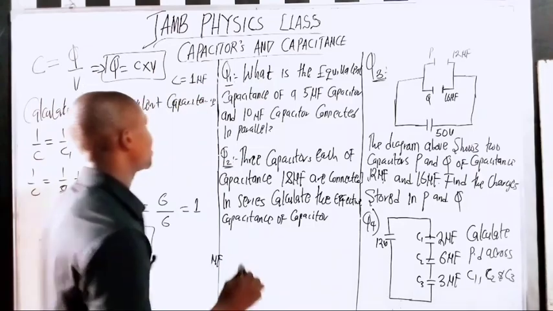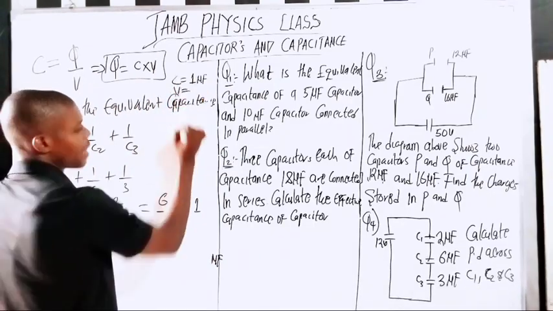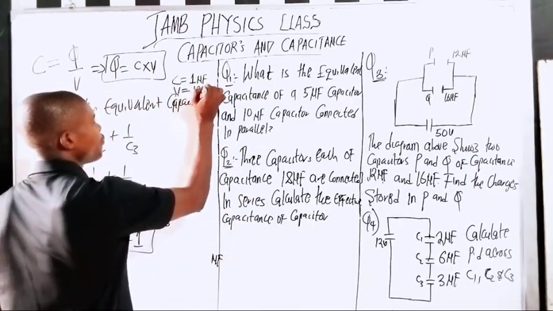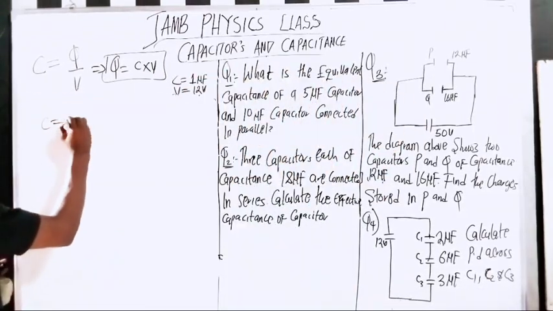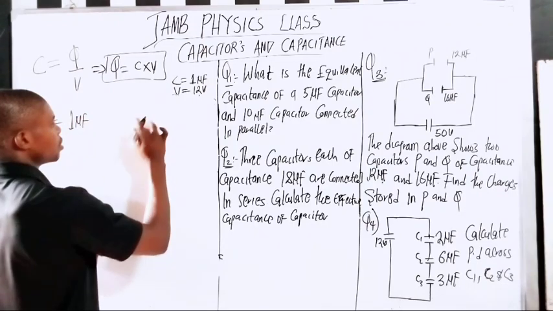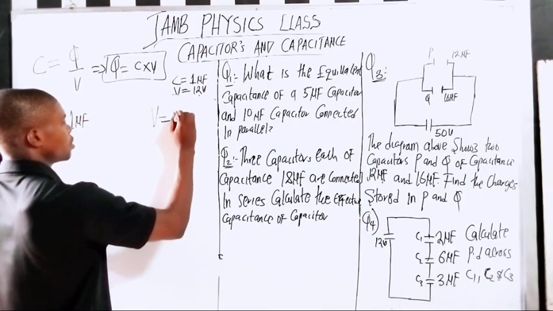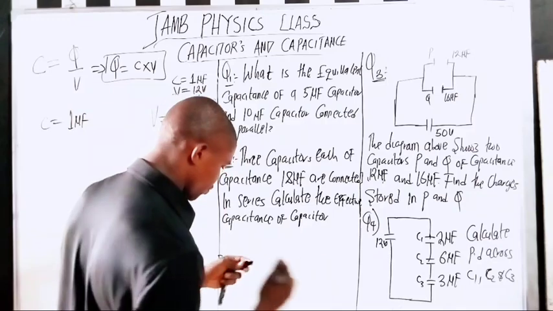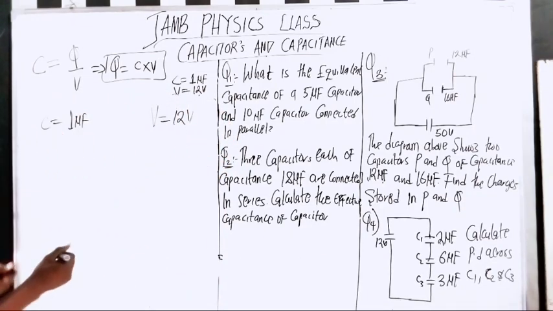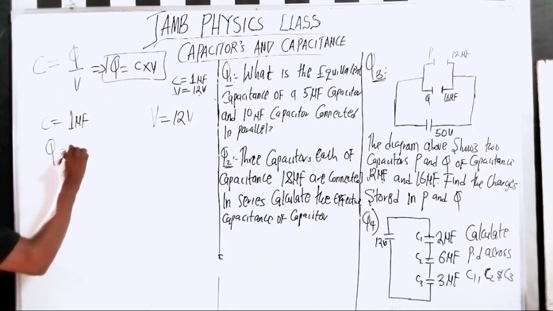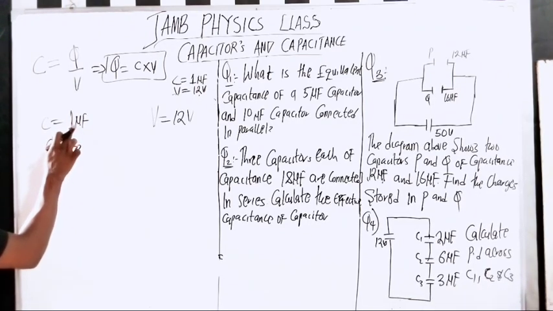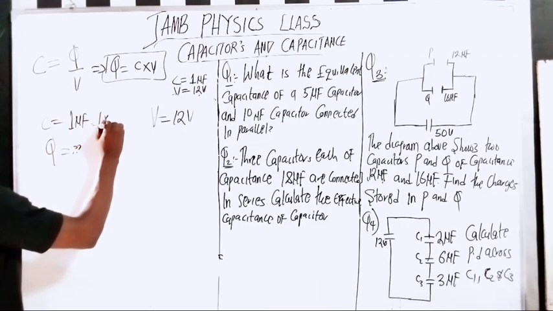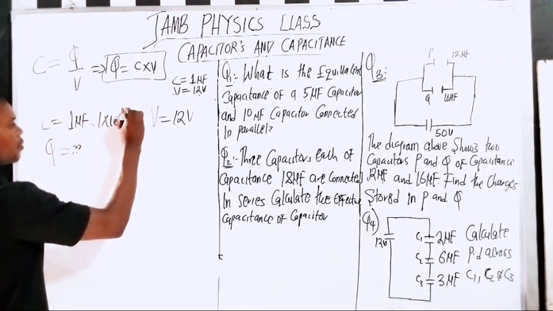Now remember my total voltage V. My V is 12 volts, right? So now again, I'm looking for my total Q. Q is what I'm looking for. Remember, I'm going to change the microfarad to farad. So it's going to be 1 times 10 to the minus 6 farad.